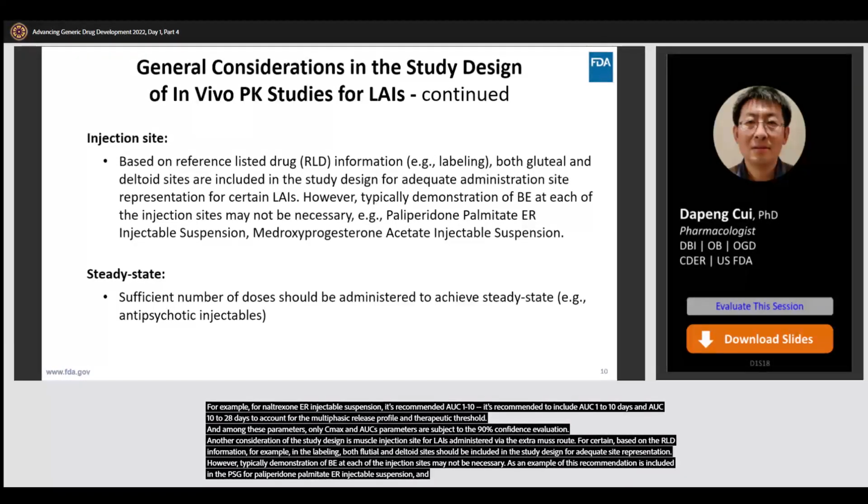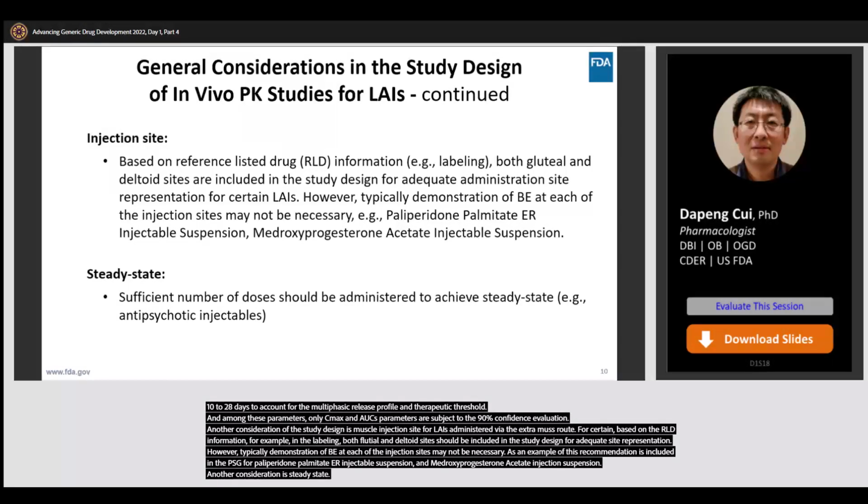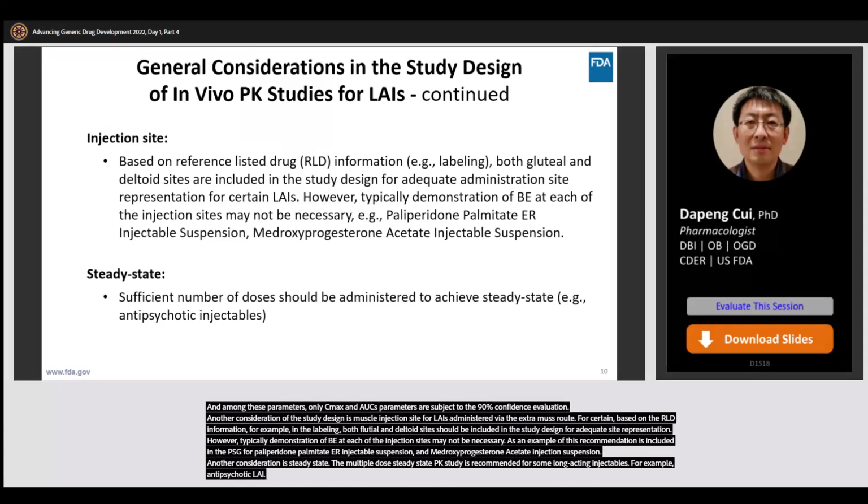Another consideration is steady state. A multiple dose steady state PK study is recommended for some long-acting injectables, for example, antipsychotic LAIs. For this type of study, it should be noted that a sufficient number of doses should be administered to achieve steady state, and the applicant should evaluate steady state based on the trough concentration data.